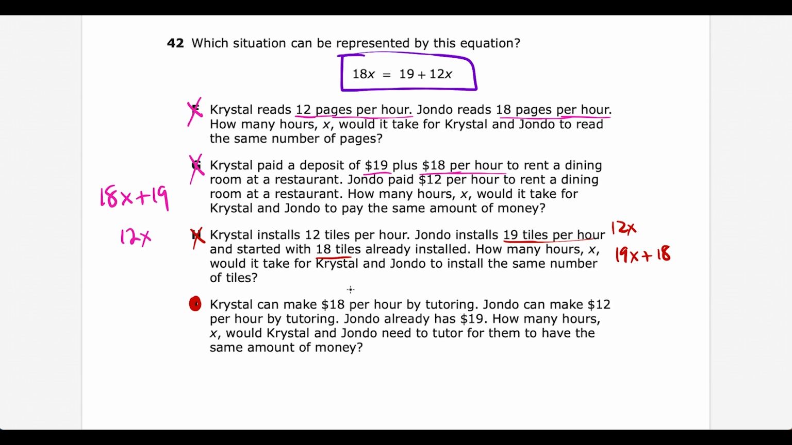So Crystal could make $18 per hour by tutoring. So that's 18x. John Doe could make $12 per hour by tutoring. So that's 12 times x he's earning. And John Doe already has $19. So that's the plus 19. How many hours for them to have the same amount of money? So we would be setting 18x equal to 12x plus 19. And this matches the starting equation here, so this solution is definitely good.